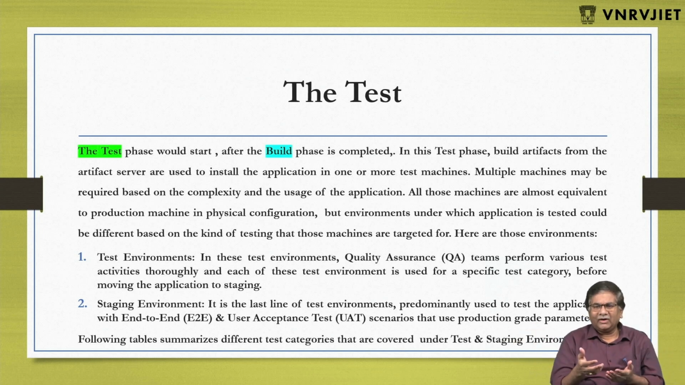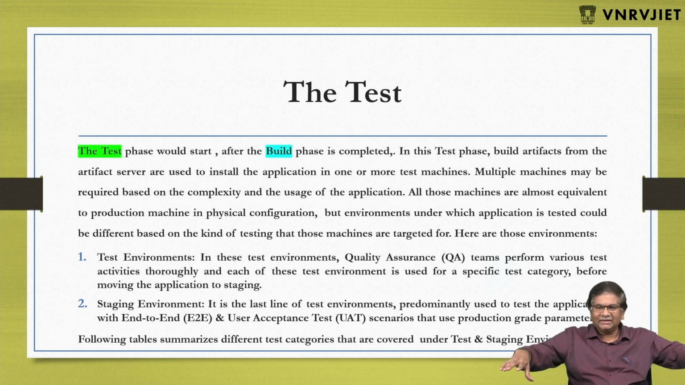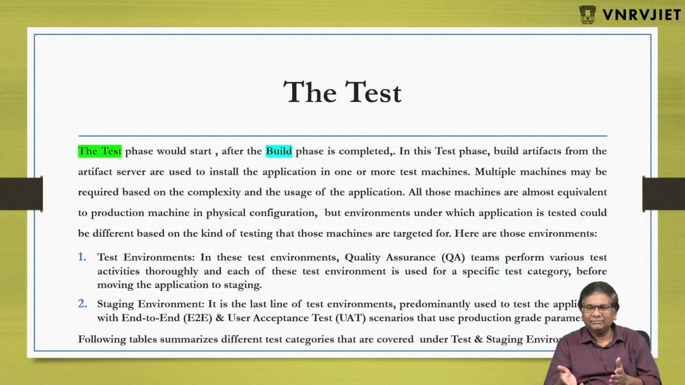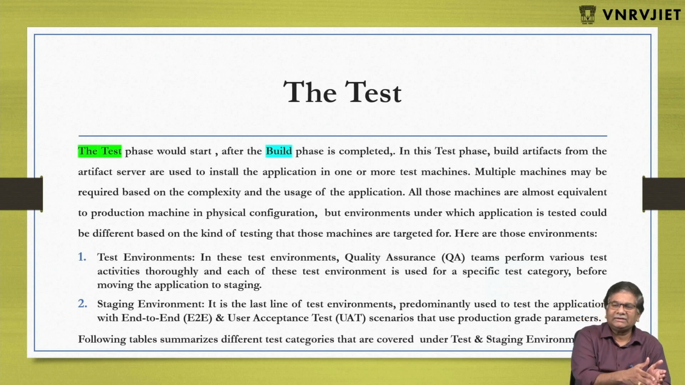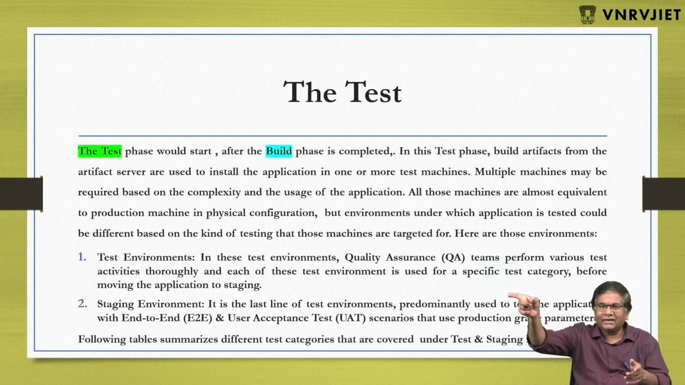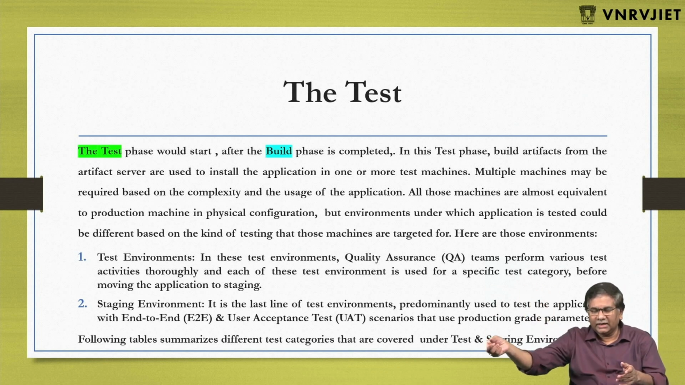So there are two kinds of environments. One is the test environment, second is the staging environment. Like I said, test environment means not just one test machine. It could be multiple test environments, but all of them are for doing the QA testing. So quality assurance team people perform various test activities thoroughly, and each of these test environments is used for a specific test category before moving the application to staging. Once the testing is all completed, then the installer from the build will be moved onto the staging.